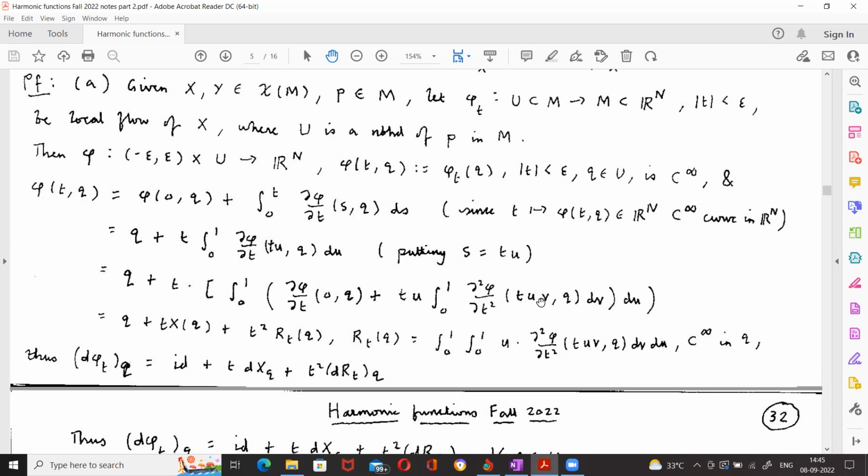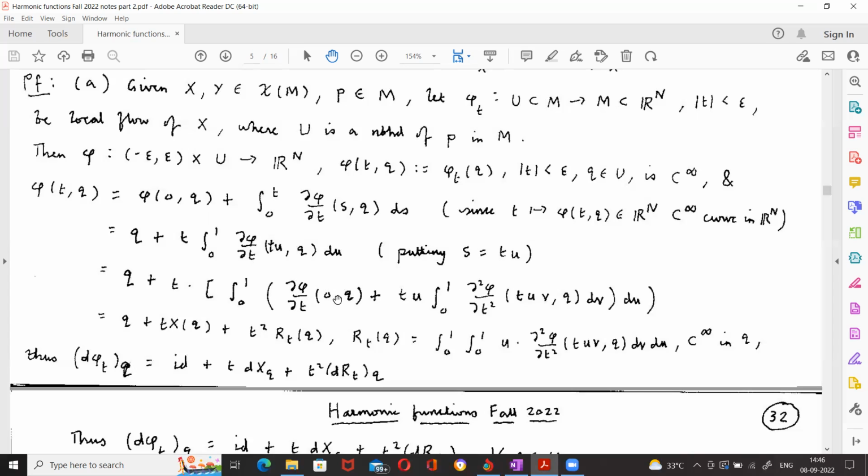Is this okay? I've skipped a step here. I've used the fundamental theorem of calculus on this term inside, and I've made a change of variable. Is this all right? Yes. So I have a t outside.